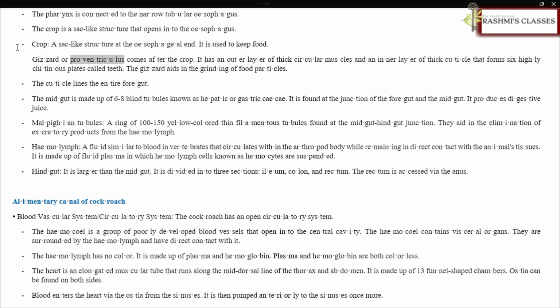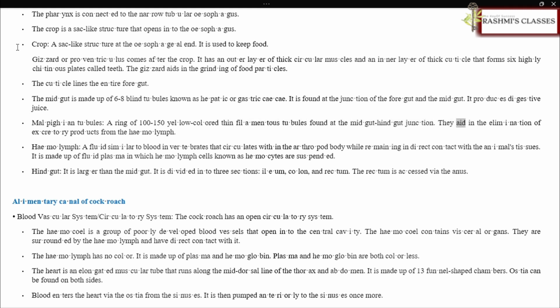Gizzard or proventriculus comes after the crop. It has an outer layer of thick circular muscles and an inner layer of thick cuticle that forms 6 highly chitinous plates called teeth. The gizzard aids in the grinding of food particles. The cuticle lines the entire foregut. The midgut is made up of 6 to 8 blind tubules known as hepatic or gastric caecae. It is found at the junction of the foregut and the midgut. It produces digestive juice.